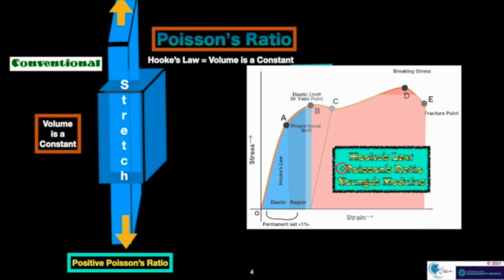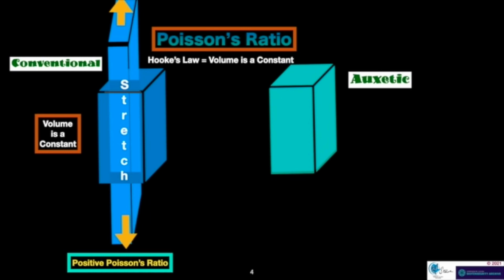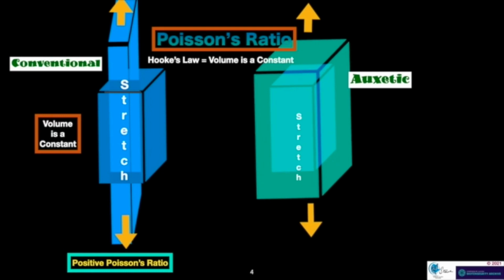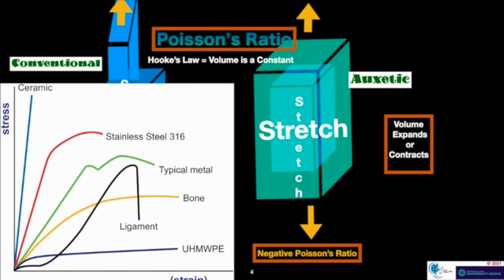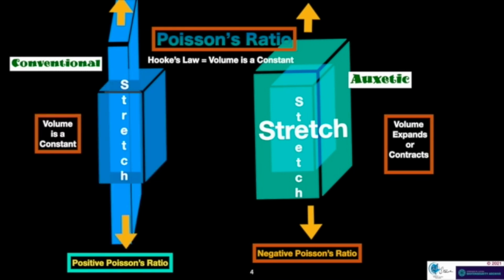But if you look at auxetic material, you pull on it and it stretches in both directions. It gets bigger. So the volume expands or contracts, which is non-Hookean, non-linear, non-Newtonian, negative Poisson's ratio. And Young's modulus doesn't apply because the curve is cockeyed and changing all the time. So there is no constant slope, so you can't use a Young's modulus.